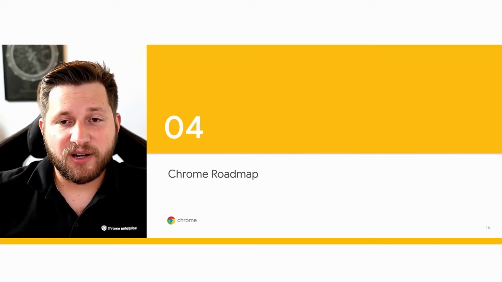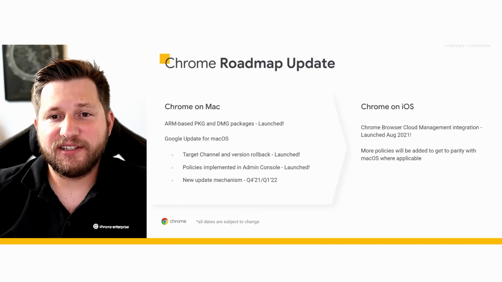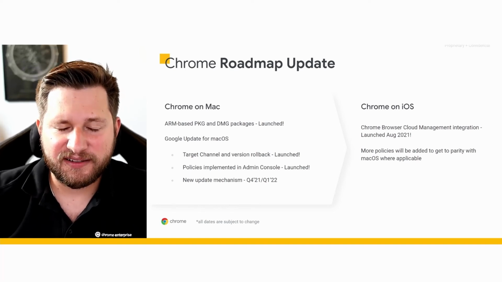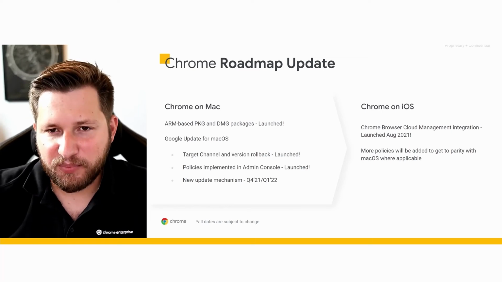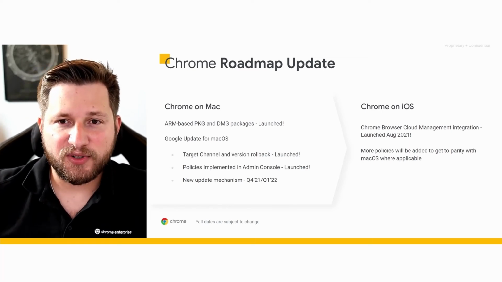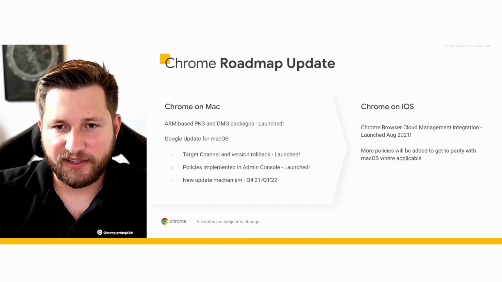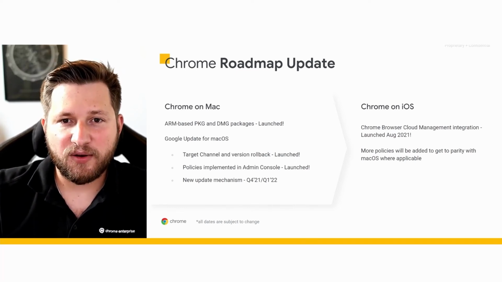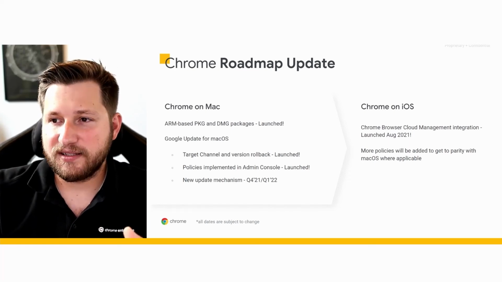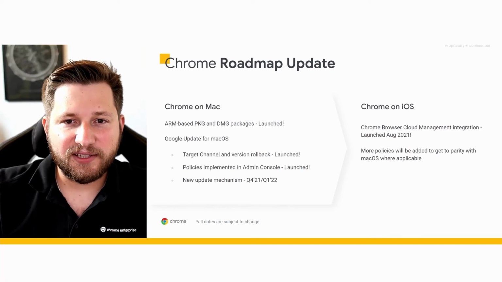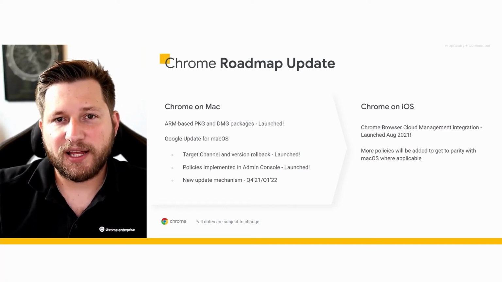Now let's take a look at our roadmap for Chrome. For Chrome on Mac, we've recently released PKG and DMG installers for the Apple-based MacBooks. With that, we also expanded and we've started offering for our admins our universal package offering. And this allows the admin to now just download a single package and deploy it to all of their macOS devices, regardless of whether they are Intel or Apple Silicon, and the installer applies the correct binaries for each platform.